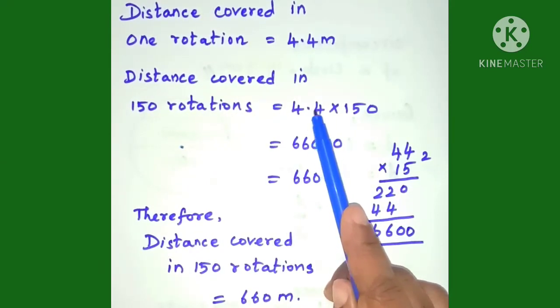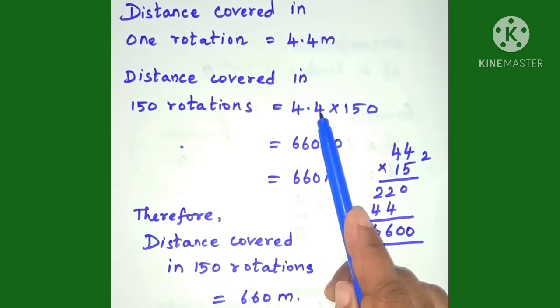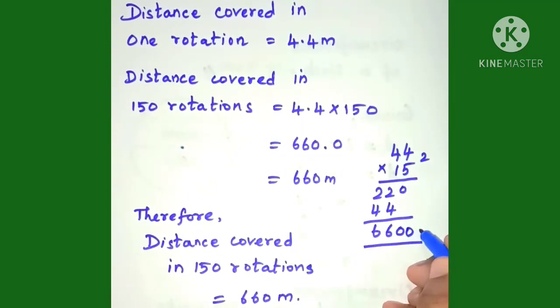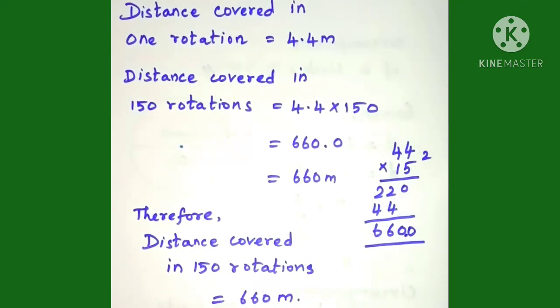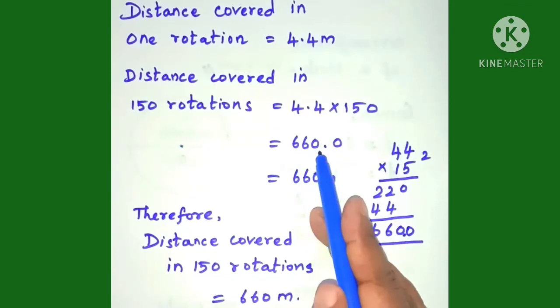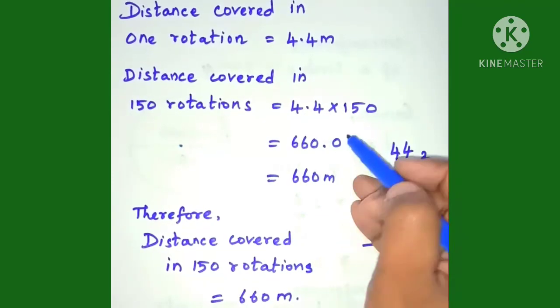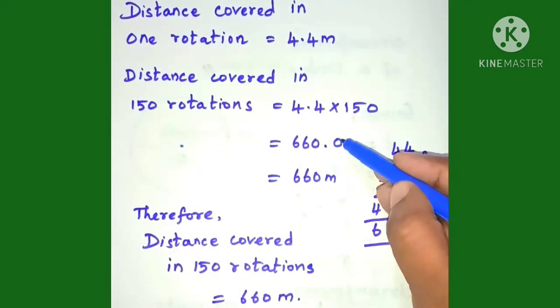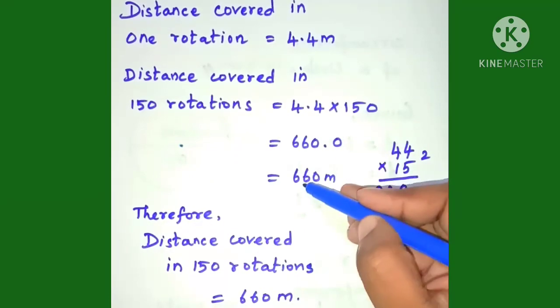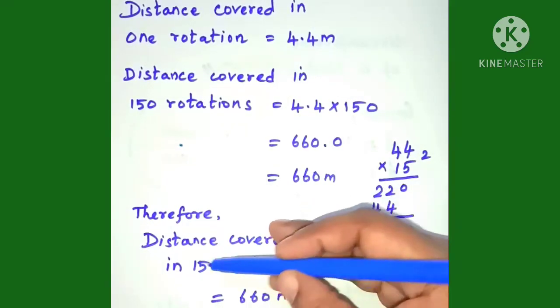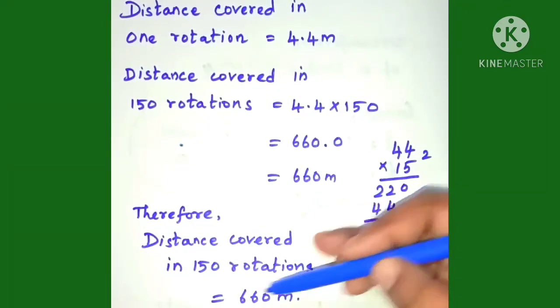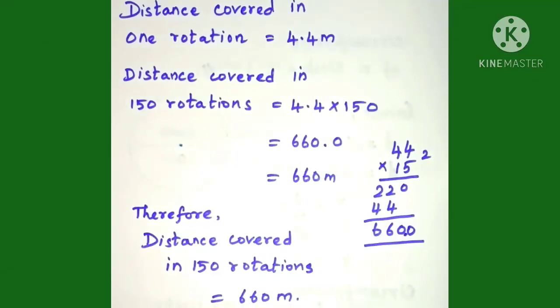Also there is one digit after the decimal point, so we have to put the decimal point before one digit, from left to right. So 660.0. After the decimal point if there is 0, don't put the 0. So we can write it as 660 meters. So therefore distance covered in 150 rotations is 660 meters.